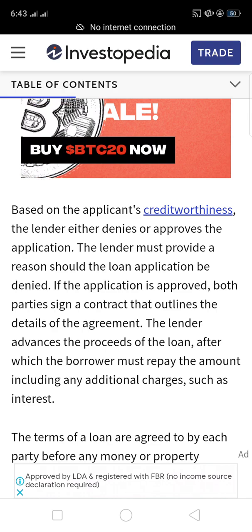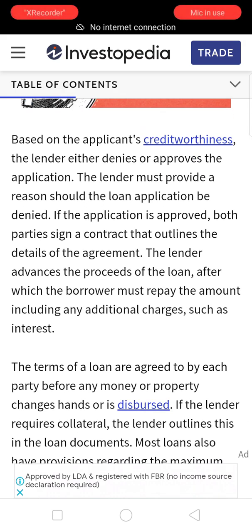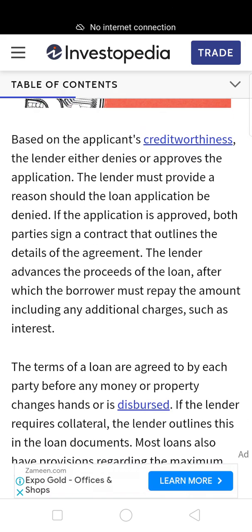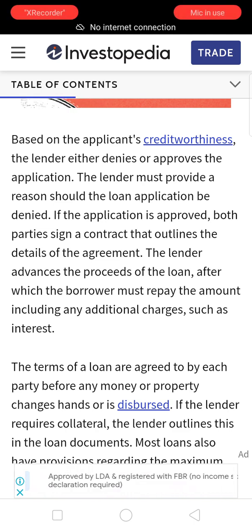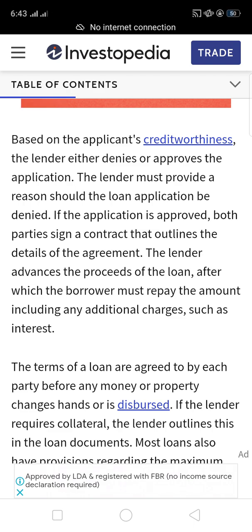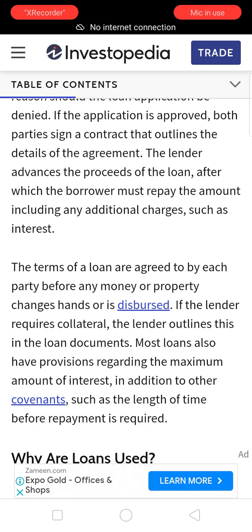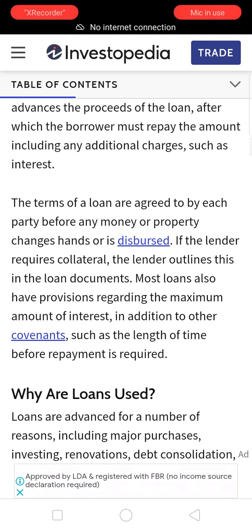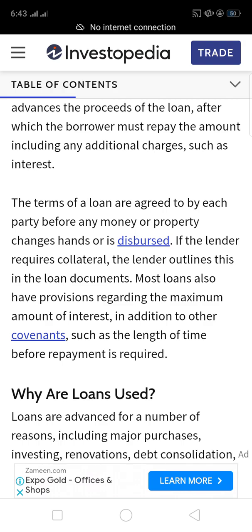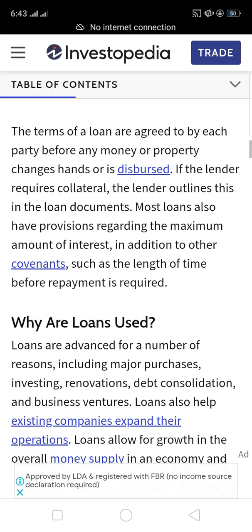If the application is approved, both parties sign a contract that outlines the details of the agreement. The lender advances the proceeds of the loan, after which the borrower must repay the amount, including any additional charges such as interest. The terms of a loan are agreed to by each party before any money or property changes hands or is distributed. If the lender requires collateral, the lender outlines this in the loan documents. Most loans also have provisions regarding the maximum amount of interest, in addition to other covenants, such as the length of time before prepayment is required.